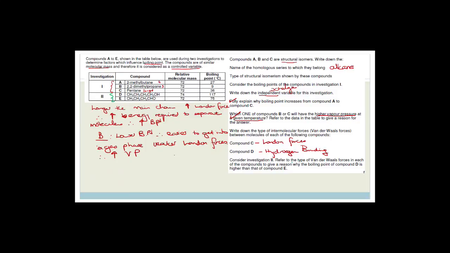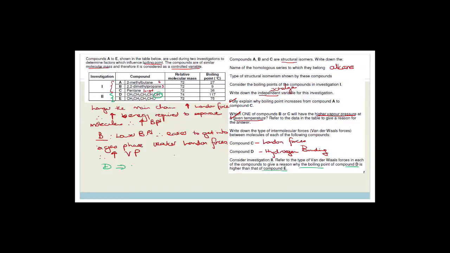Okay. So it says, consider investigation two. Refer to the type of van der Waals forces in each of these compounds to give a reason why the boiling point of compound D is higher than that of compound E. Okay, and it's to do with this, yeah.